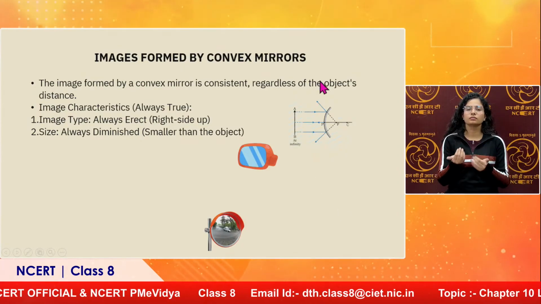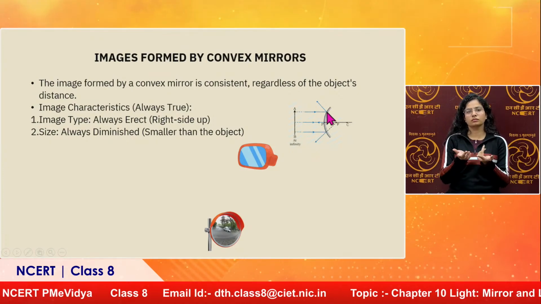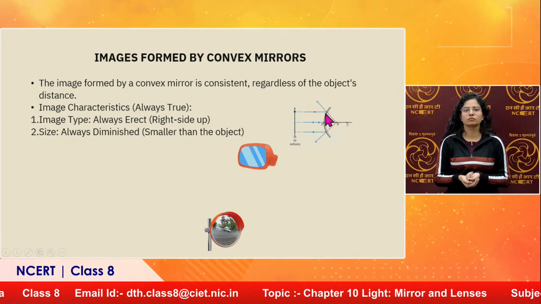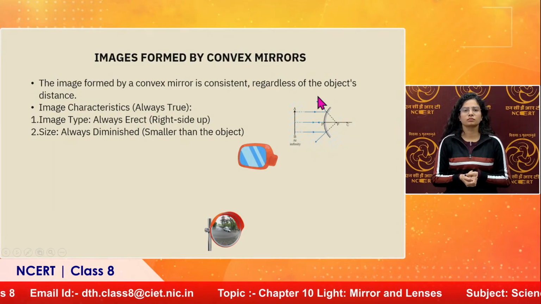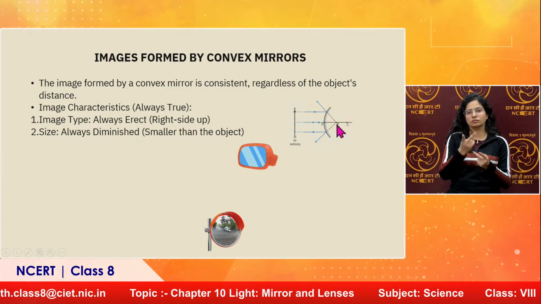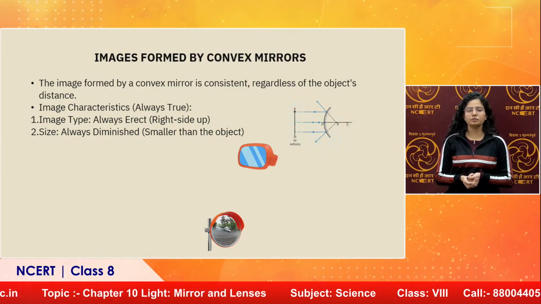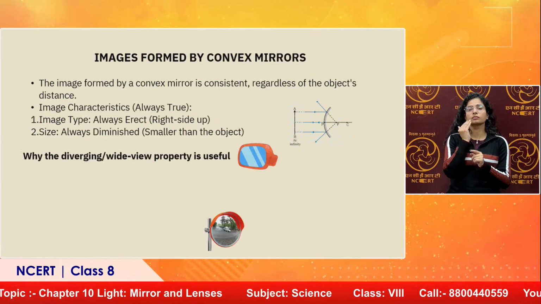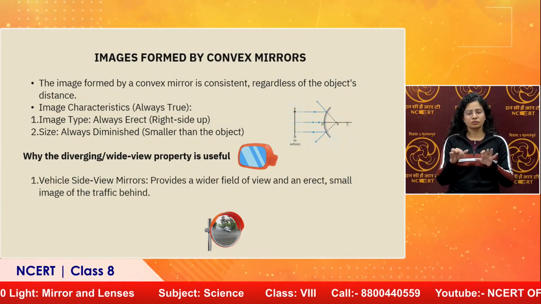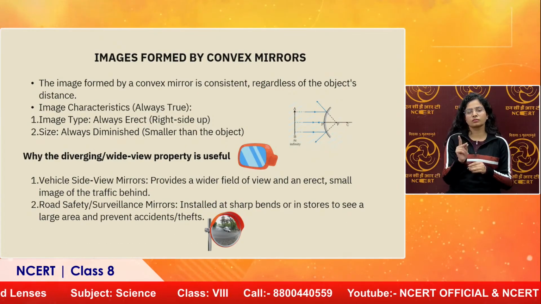In this case, we did discuss that the light rays get diverged. So you can see here the light rays are getting diverged. If this is the object, you see the image formed here. It's very small, tiny. Now where is it used? This is the one used in vehicles as a rear view mirror. And also for surveillance.